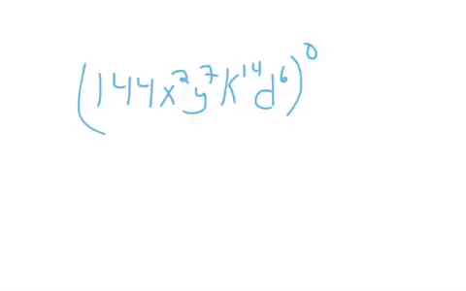This rule, hopefully you remember, anything to the 0 power would always be uno, 1.